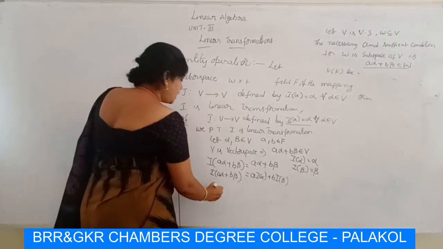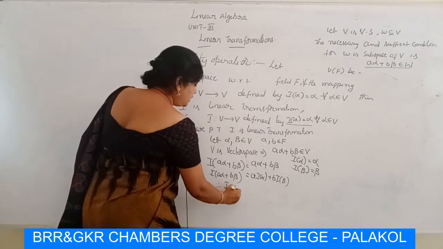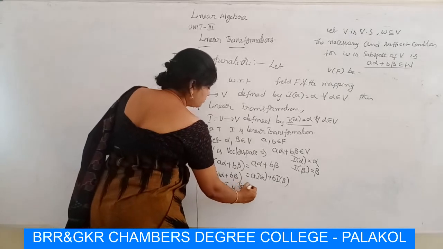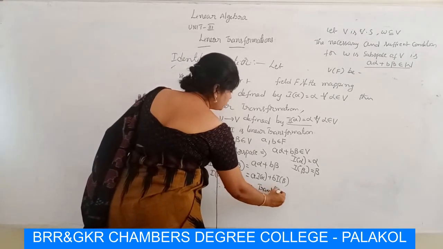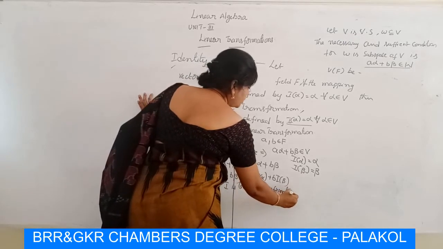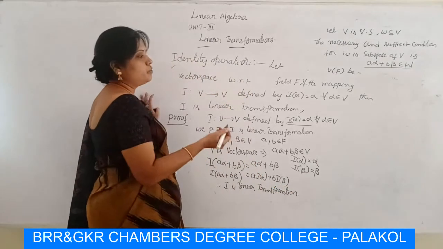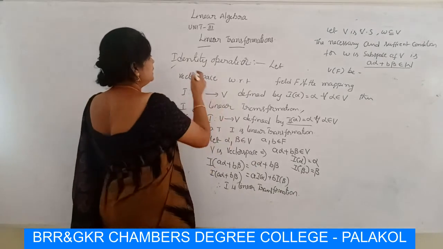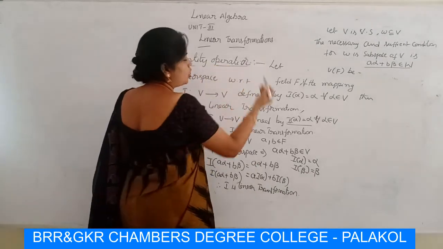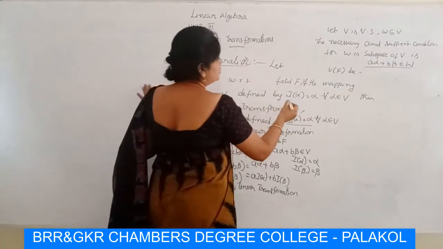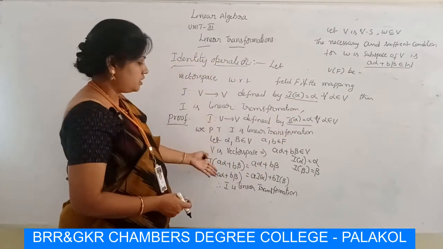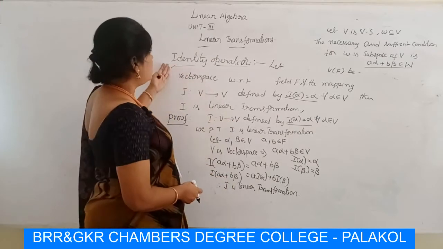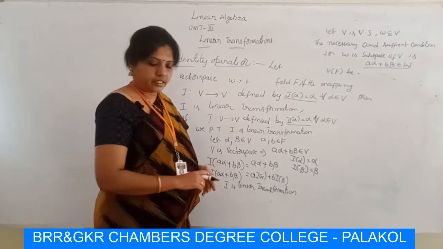So therefore I is a linear transformation. This type of transformation is called the identity operator or linear operator. Here I of alpha is equal to alpha and it is a linear transformation. So it is called the identity operator.